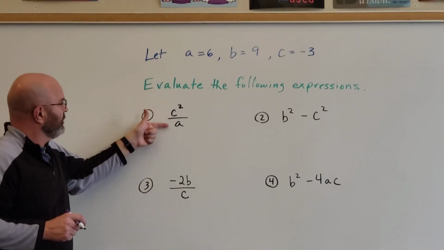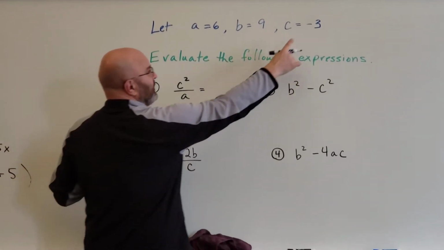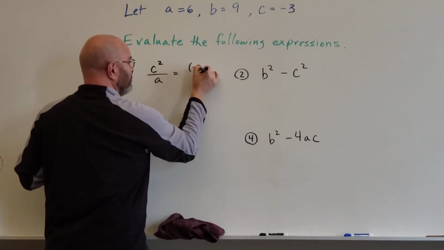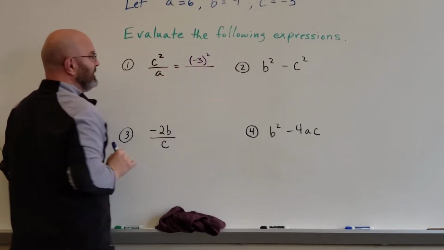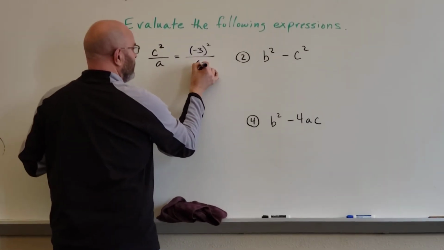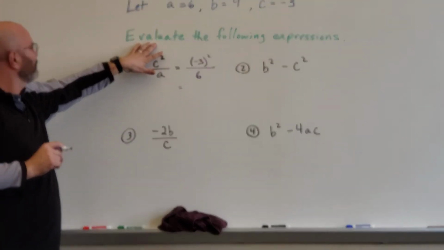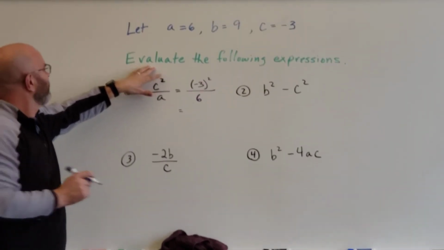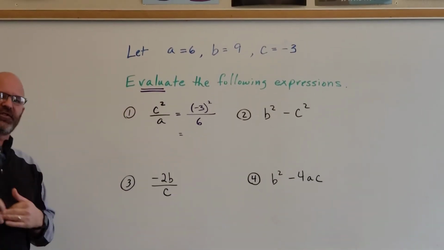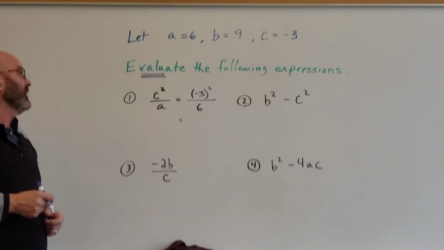For c squared over a, I'm going to just make the substitution. The value of c is -3, so I want to put -3 in parentheses. It needs to be in parentheses. The a value is 6. So now we simplify this. We're finding the value of this expression. That's what it means to evaluate. Find the value of. So hopefully you can see that the root of the word evaluate means to find the value of. Okay, so it needs to be simplified all the way.